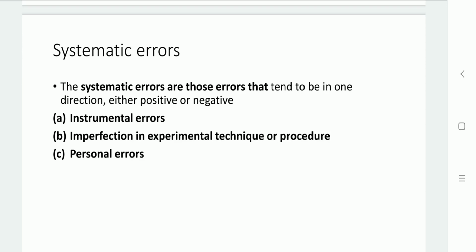Here we can classify this systematic error in three parts: instrumental error, imperfection in experimental technique or procedure, and personal error. Let us first understand instrumental error.